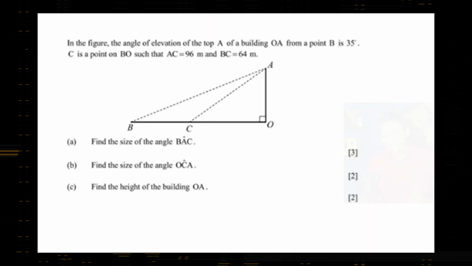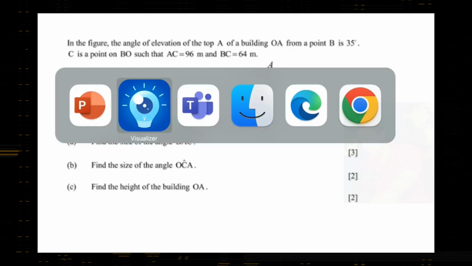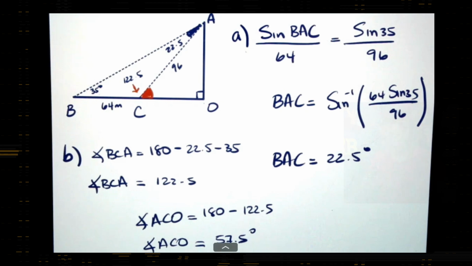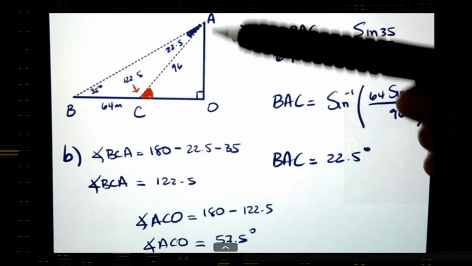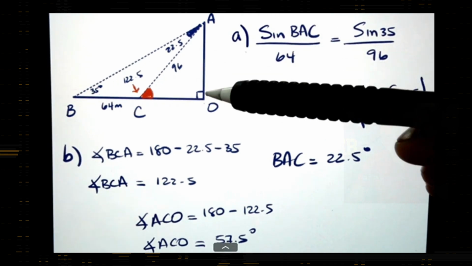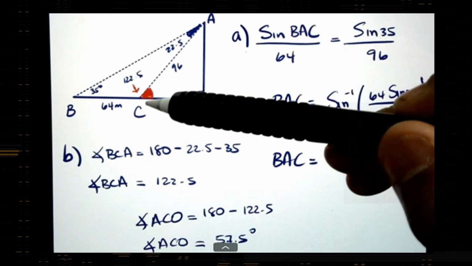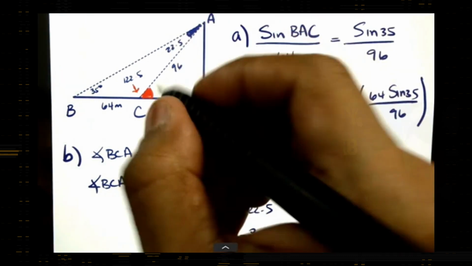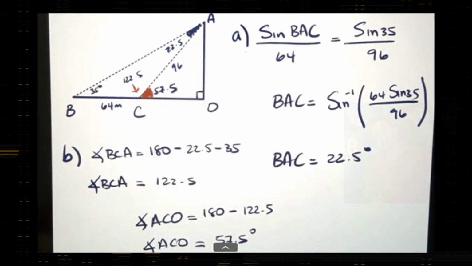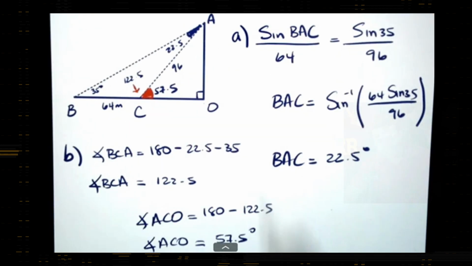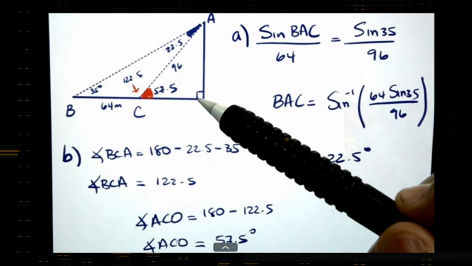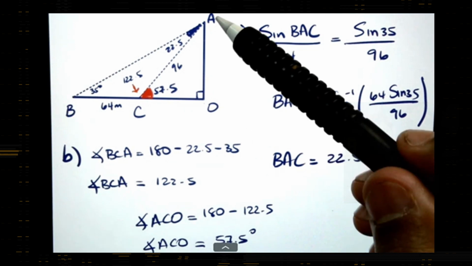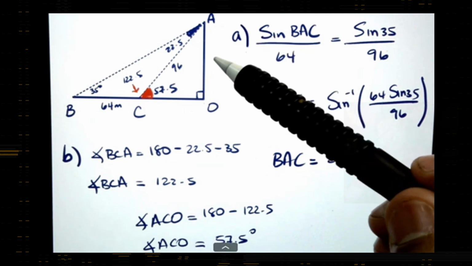Now it says find the height of the building OA. Basically, if you already arrived to this place, it's going to be easier because it's a right triangle. Notice that the height of the building is given by AO, and AO is a side that belongs to the right triangle. I already know this angle, 57.5. Notice that 96 is given, and 96 is the hypotenuse of this triangle.